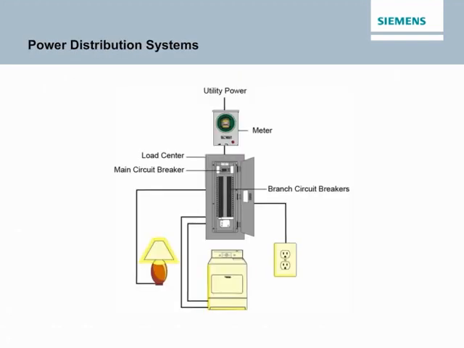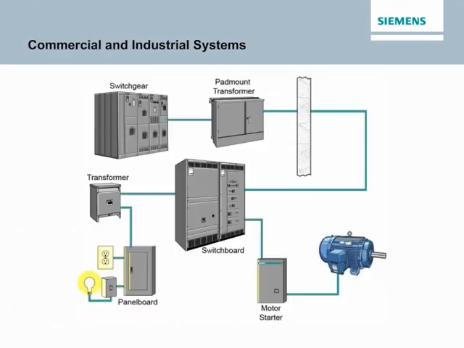Power distribution systems are used in every residential, commercial, and industrial building to safely control the distribution of electrical power throughout the facility. Most of us are familiar with the power distribution system found in the average home. Power purchased from a utility company enters the house through a metering device. The power is then distributed from a load center to various branch circuits for lighting, appliances, and electrical outlets.